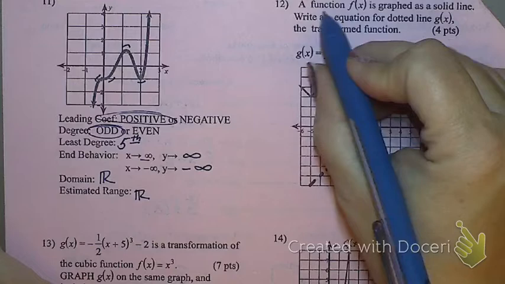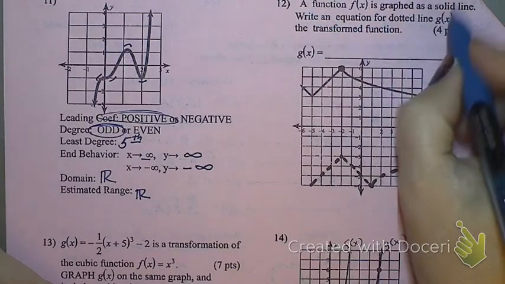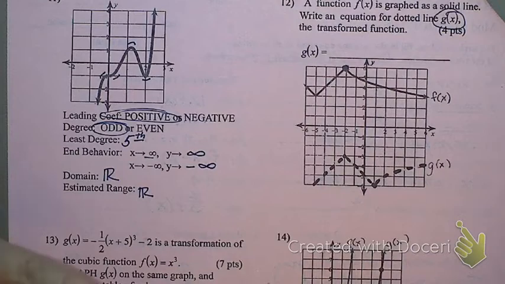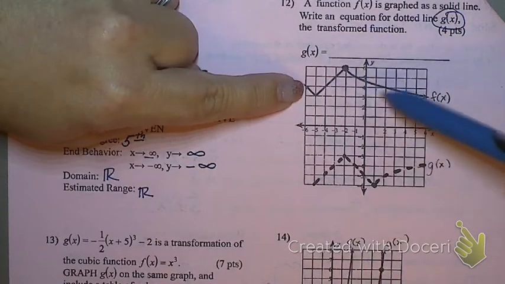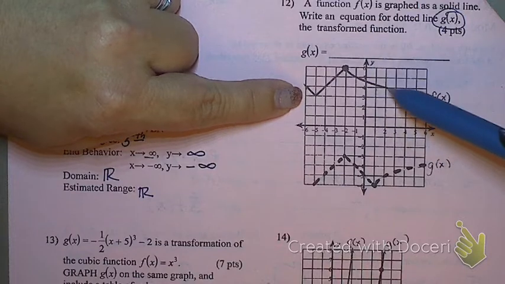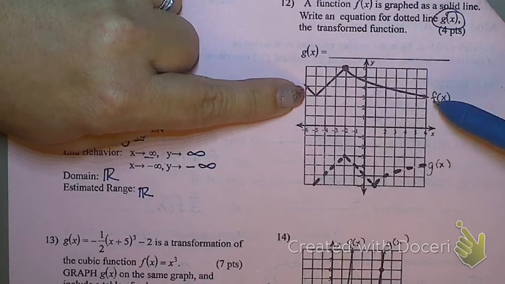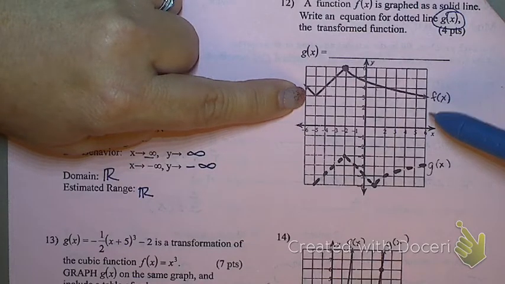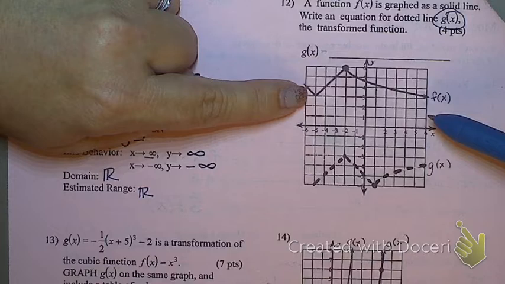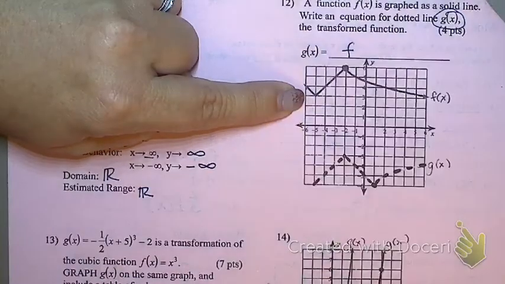Okay? All right. A function f of x is graphed as a solid line. Write an equation for the dotted line, g of x. Now, keep in mind, is this a linear, quadratic, cubic, quartic, any of those? No. It's just some random function. Since I don't know what to call it, I have to write my equation in terms of f of x. That means there must be an f in my answer.